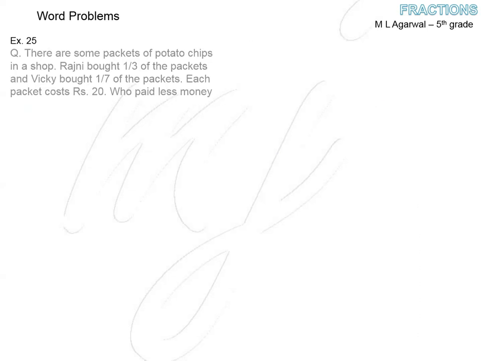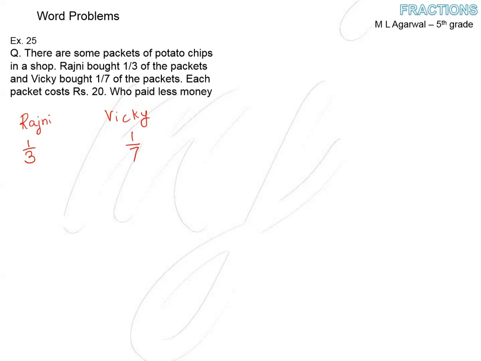So we have the first word problem coming up. Now there are some packets of potato chips in a shop. Rajni bought 1/3 of the packets and Vicky bought 1/7 of the packets. Now they are saying each packet costs rupees 20. So who had paid less money? Now if you see that we have Rajni, and on this side we can say Vicky. Now 1/3 is bought by Rajni and 1/7 bought by Vicky.